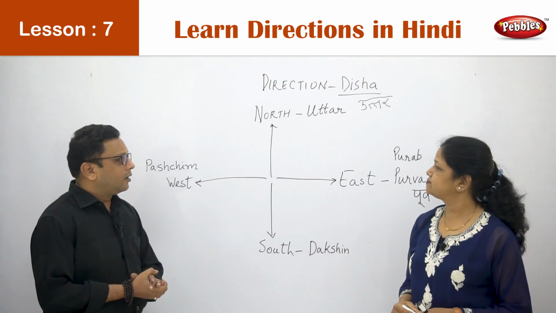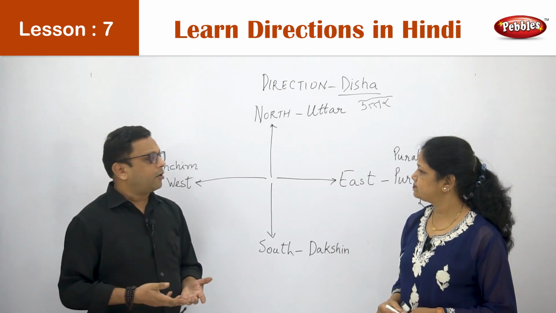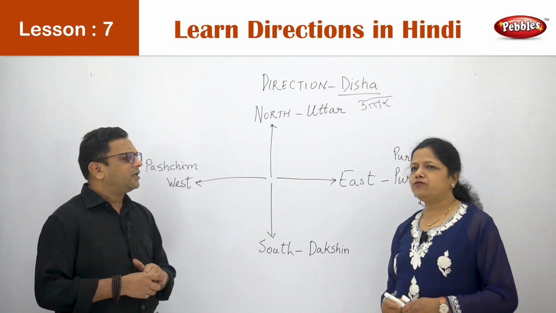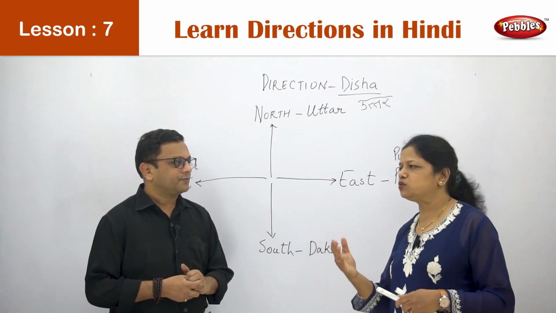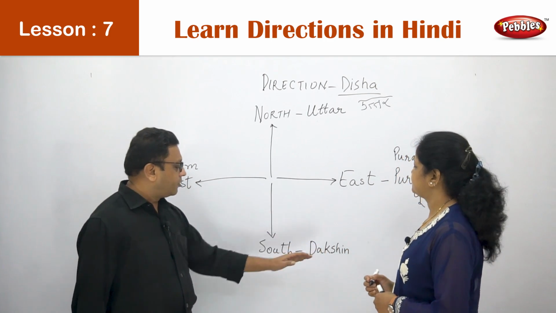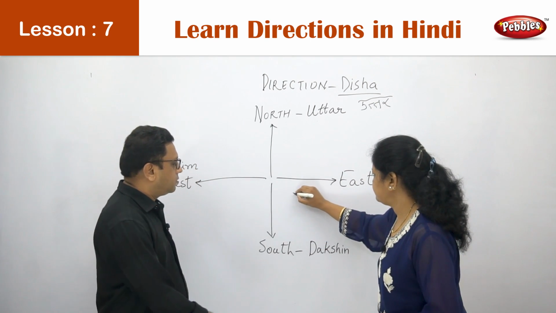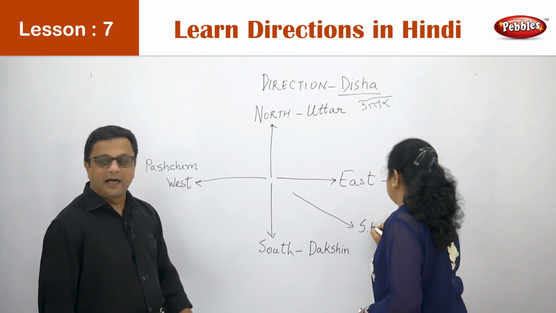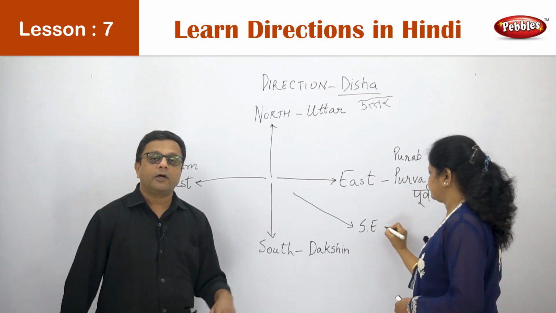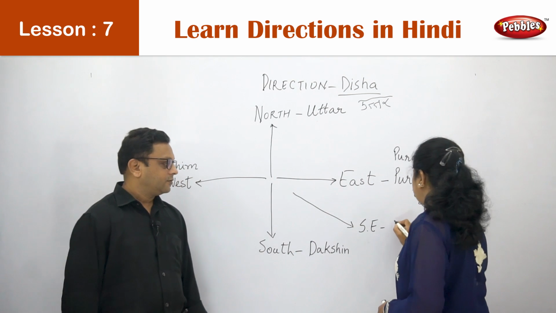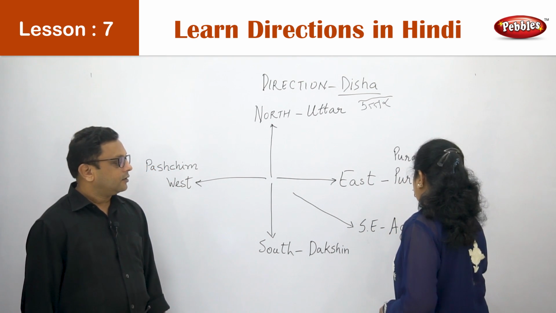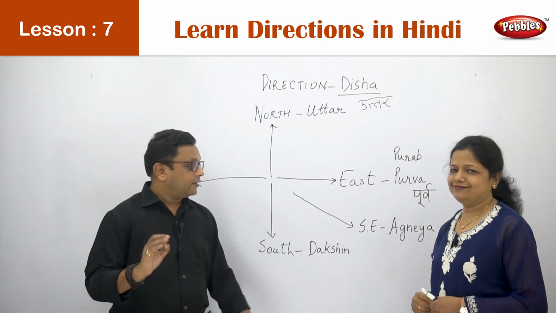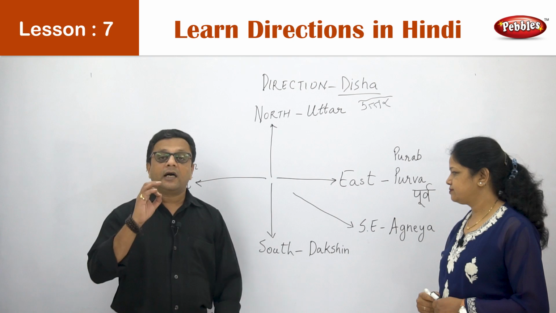Now we will tell you about the sub-directions also, which may not be very commonly used. If you are learning some Hindi conversation words, you should know that. So we will start from the southeast. Southeast, it is SE. We call it Agneya. Agni means fire, and this side is called Agneya.